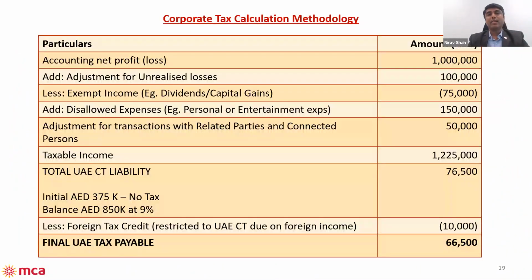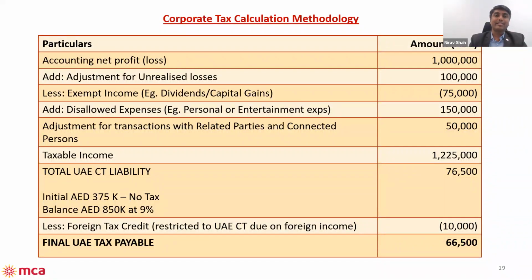So next, we will now see how to calculate the taxable income. We will start with the accounting net profit as per the financial statements. We will make the adjustment for expenses which are disallowed. We will claim reduction for income which is exempt, and that way we will come to the taxable income. So accounting net profit is 1 million dirham. Now I will make an adjustment for unrealized losses which are not allowed. I will claim a reduction for exempt income which is not taxable. So accordingly, I will reduce my income.